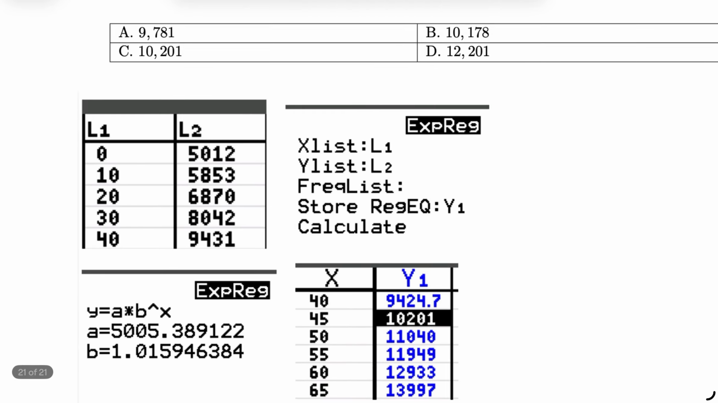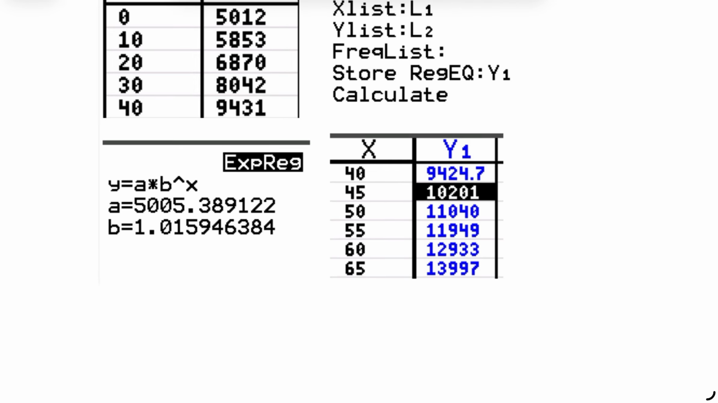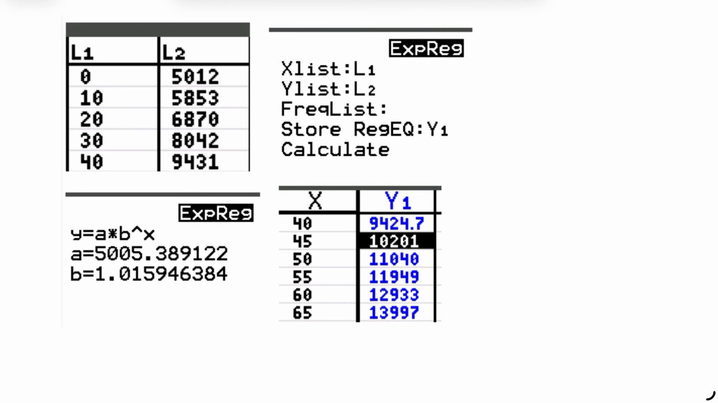So your calculator should look like this. You should have two lists, list 1 with the x values and list 2 with the y values. You can set up your exponential regression like this. You're going to store your equation in y1, and then you're going to calculate. Your exponential regression should look like this, and you should get this value for a and this value for b. Then this should be what your graphed exponential equation looks like.